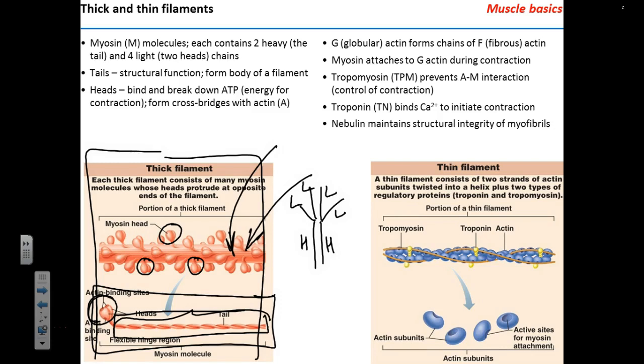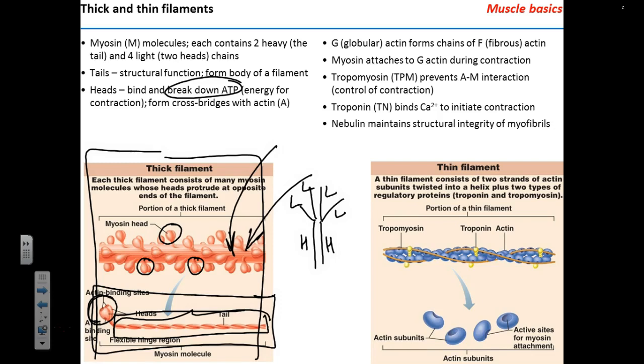And these heads have two very important functions. Function number one, heads of the myosin protein can bind to actin. Does that make sense? Number two, they can break down ATP. And ATP is the molecule necessary for the contraction since it provides energy for contraction.